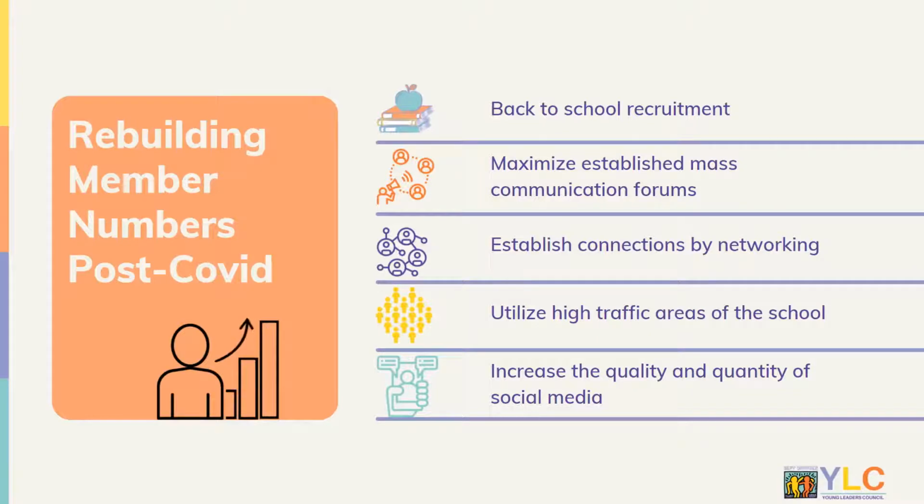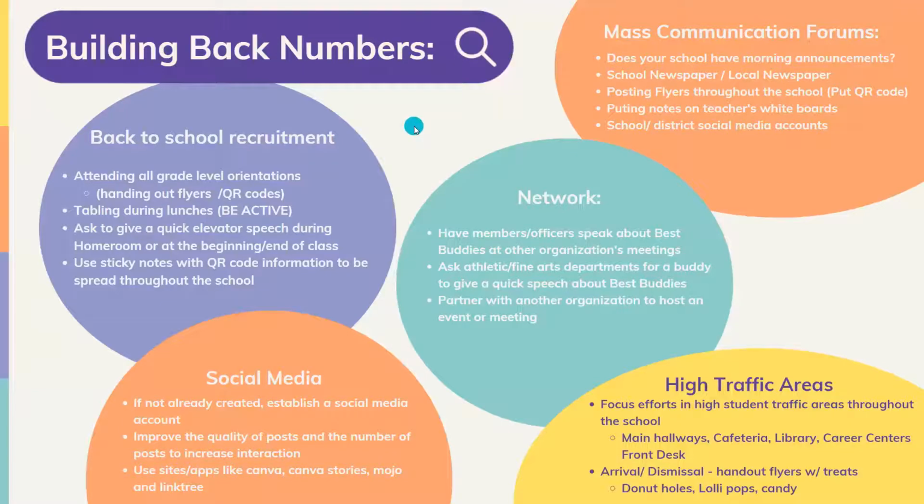First, make sure you're doing any events that are going on for back to school recruitment. Maximize established mass communication forums. If there's already forms of communication within the school, utilize those. You don't always have to create new ones. Establish connections by networking. Utilize high traffic areas of the school and increase the quality and quantity of social media posts. So building back numbers: back to school recruitment, attending all grade level orientations, handing out flyers. QR codes are very helpful. It's very quick and easy for somebody just to scan it, and they have all the information on your chapter events or whatever you want to put on there.